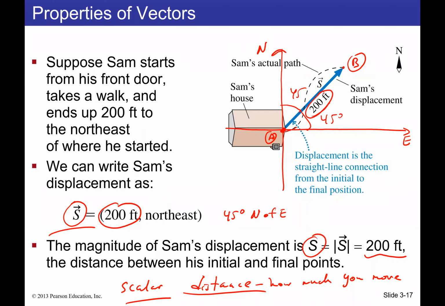So again, if, for example, Sam would go in a straight line like this from A to B, distance and displacement would be the same. But you can think of it like this: distance and displacement are either the same or distance is always greater, but they're not necessarily the same thing.